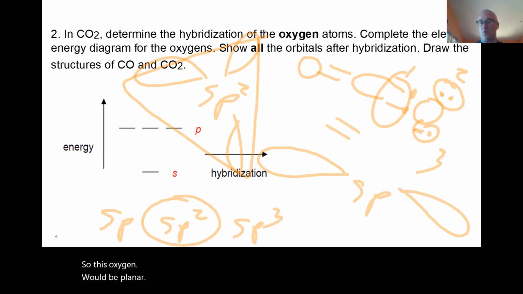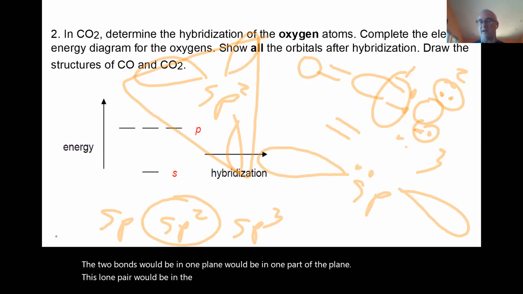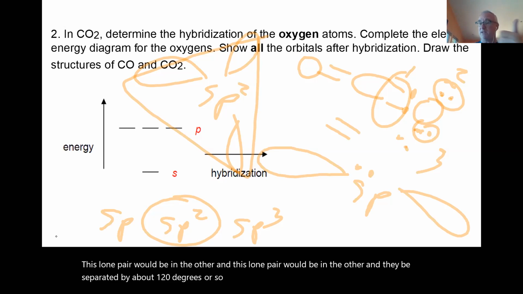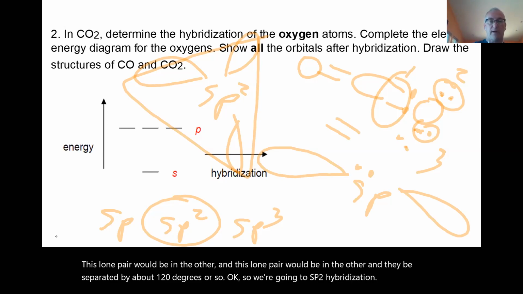The 2 bonds would be in one part of the plane, this lone pair would be in another, and this lone pair would be in another, and they'd be separated by about 120 degrees or so, okay? So we're going to do sp2 hybridization. So how does that work?